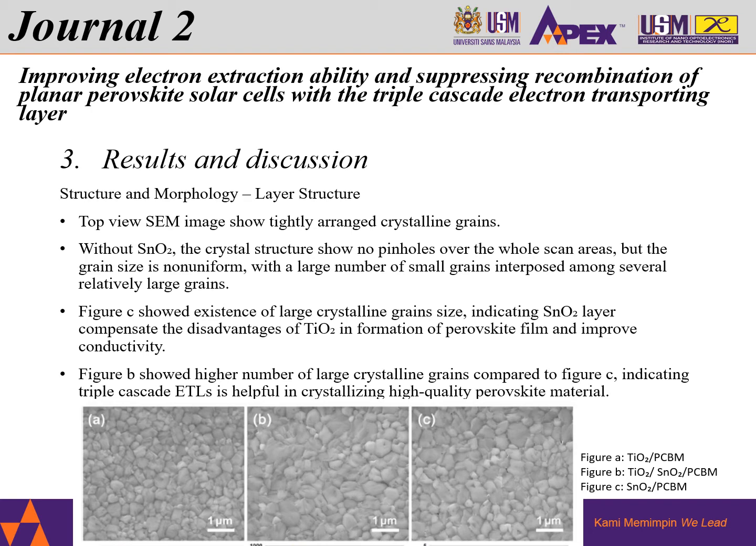Figure C shows the one with SnO2 but without TiO2. This one shows better arranged crystalline grains, also indicating that the SnO2 layer is able to compensate for the disadvantage of TiO2 in the formation of the perovskite film. This will also improve the conductivity eventually. If I combine TiO2, SnO2 and PCBM in figure B, the grain size is very consistent, where there is a higher number of large crystalline grains compared to the other two. This indicates that the triple cascade ETL is helpful in crystallizing high quality perovskite material.